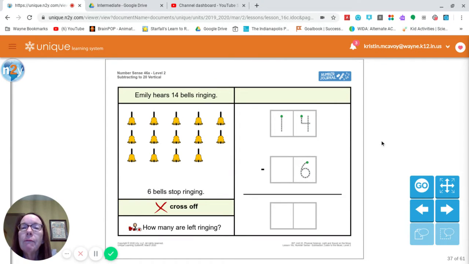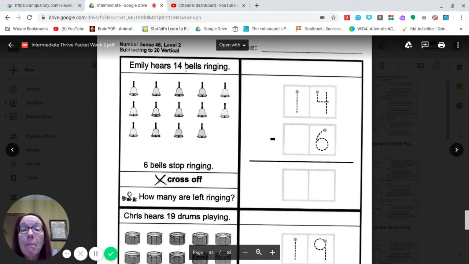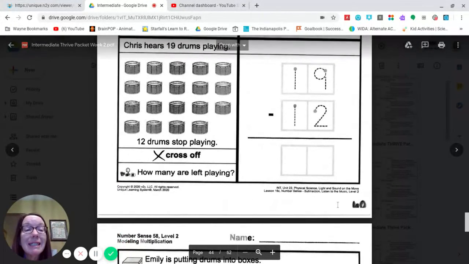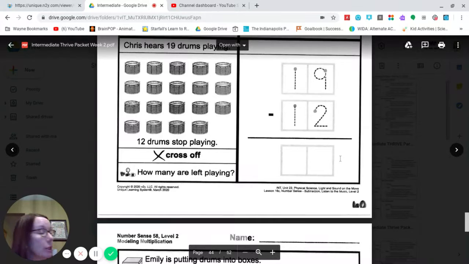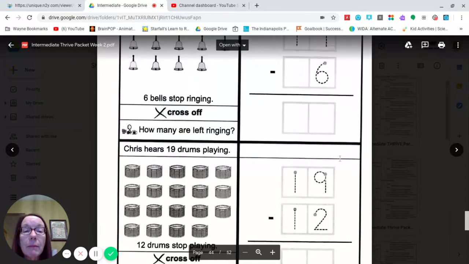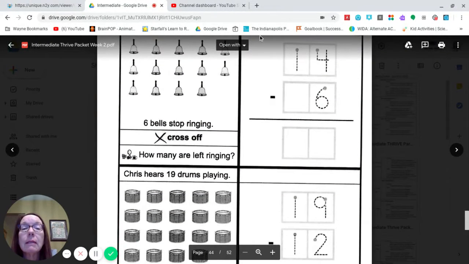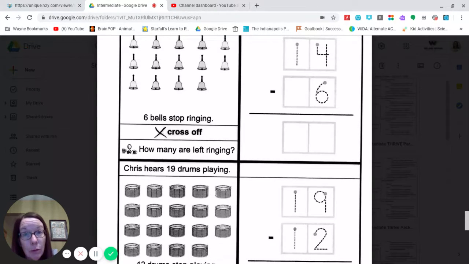Okay, if you are looking at your paper, it's going to look like this. At the bottom, it's going to say page 60. That's the page we're on today. And today you just have this paper to do with the two problems. We're looking at bells and drums, and these are things that make sound. These are pictures that are vocabulary from our curriculum.